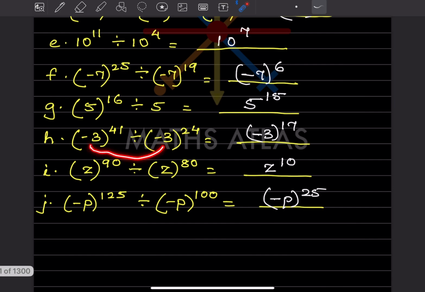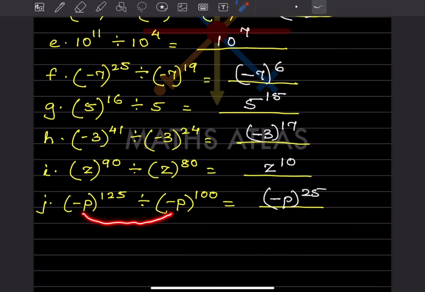Again here the base is the same. This is a division sign, so you are going to subtract this one. 41 minus 24, which is going to be 17. So you can write minus 3 raised to 17. Again here we can see the base is the same. This is a division sign. So we can put 90 minus 80, that is going to be 10. So we'll write z raised to 10.